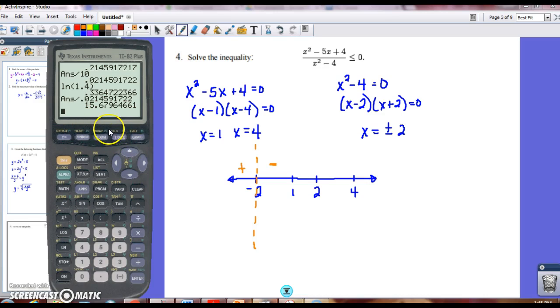Because we stored the equation in y1, we can just recall it and plug in whatever number we want. So from here I would say vars, y vars, enter on function, enter on y1, because that's where our function is stored. And I'll pick a value, so 1.5 is between 1 and 2. And then you hit enter, and it tells you what it is. So that comes out to be positive.